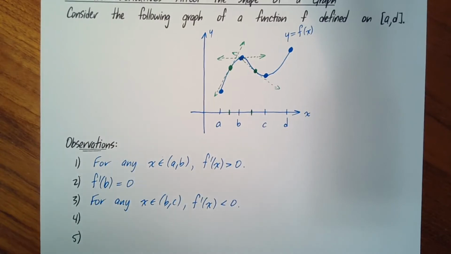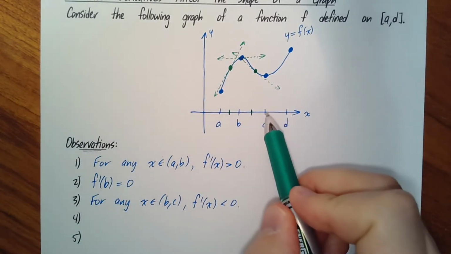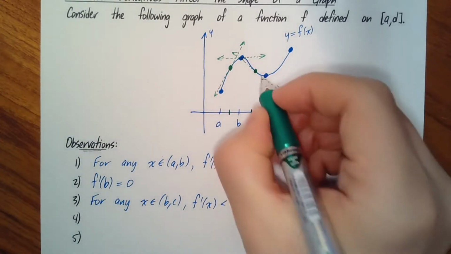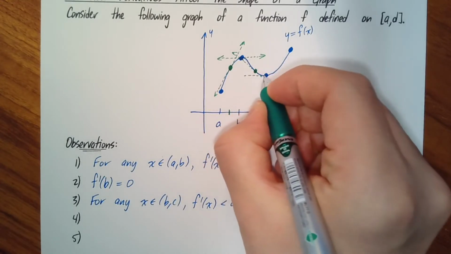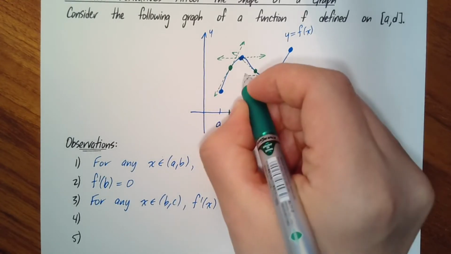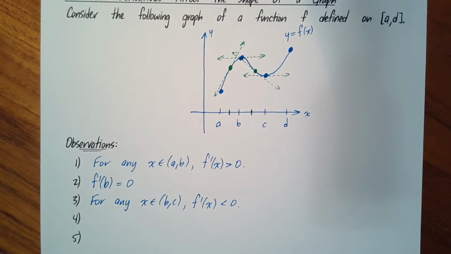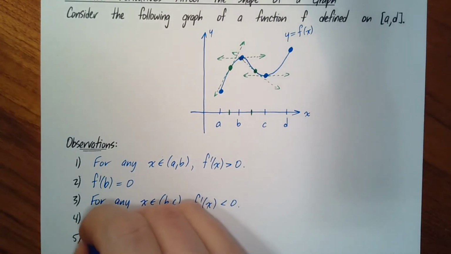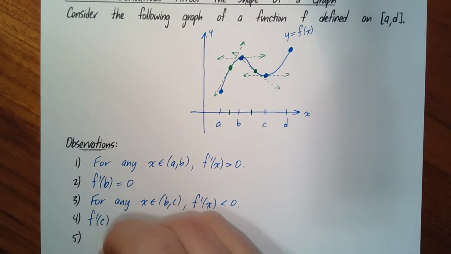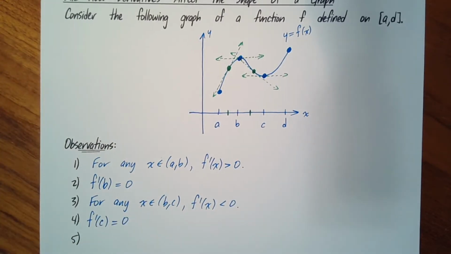Okay, then what happens at the point C? Right at the point C, that's where we have a local minimum. So just like with the local maximum, our tangent line is going to end up being flat at that point. So it has a slope of 0. So we can add that in. Our fourth observation will say that f prime of c is equal to 0.